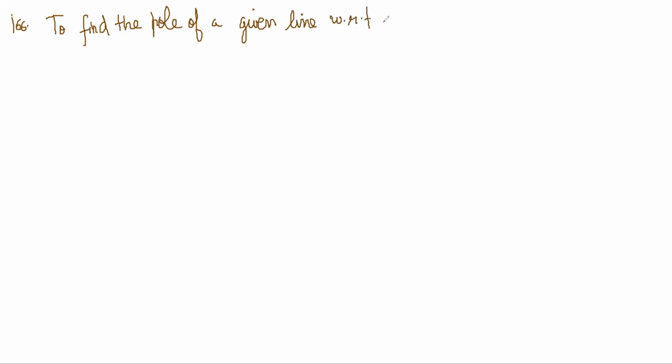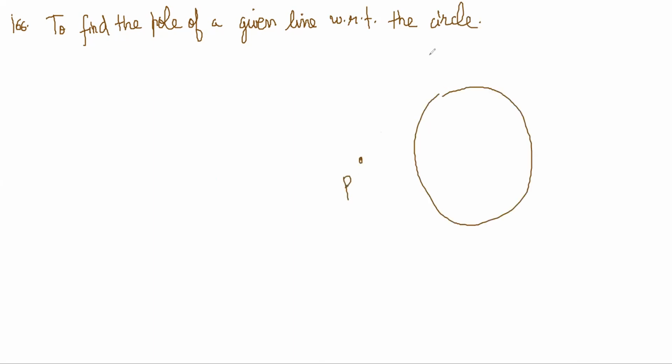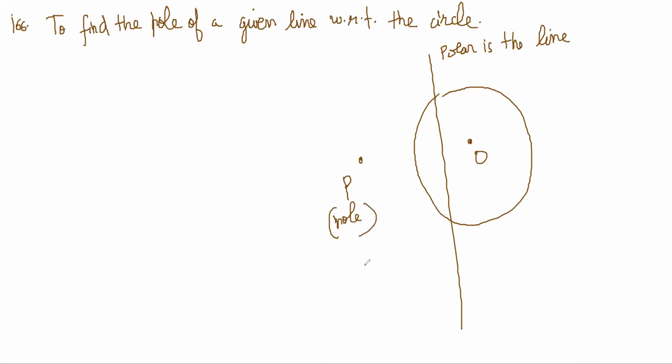That is article 166. Article 166 is saying to find the pole of a given line with respect to the circle. So now earlier, what have we been doing so far? We have a point given and we are finding the polar, right? Correct. Polar was the line, and pole is the point, right? Now what has been given? The line has been given, and you have to find the pole, right?